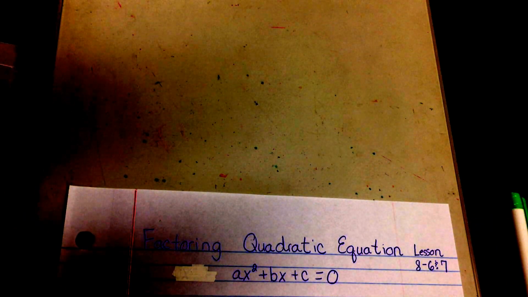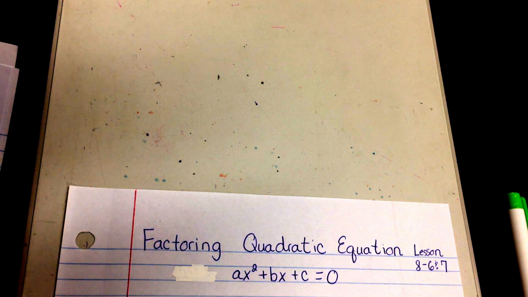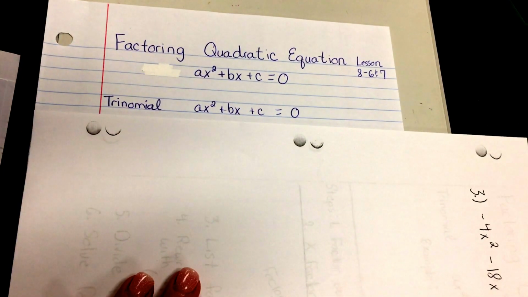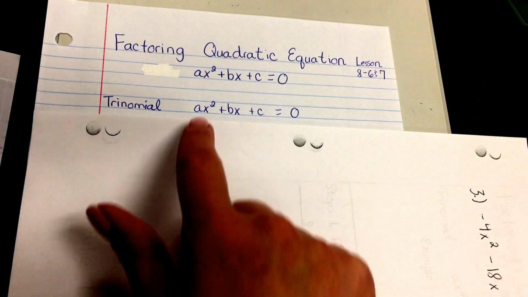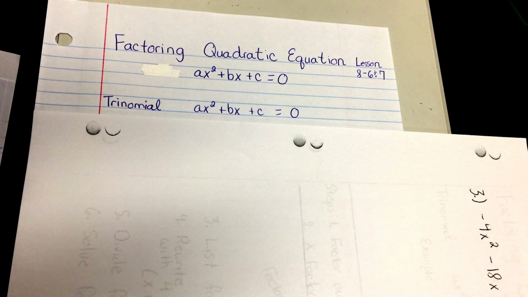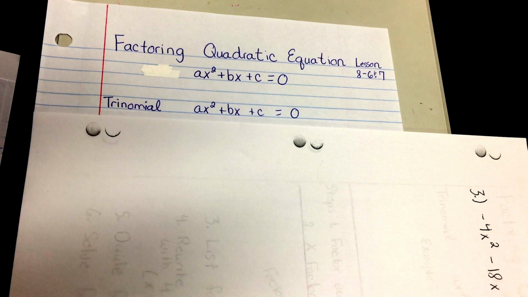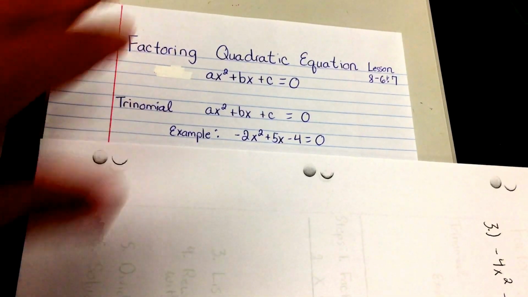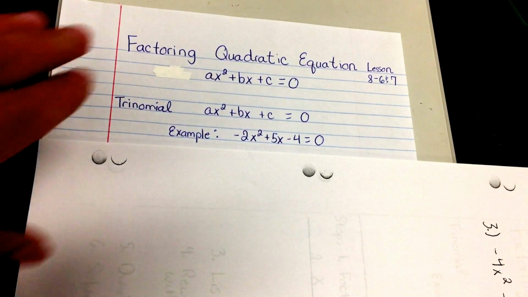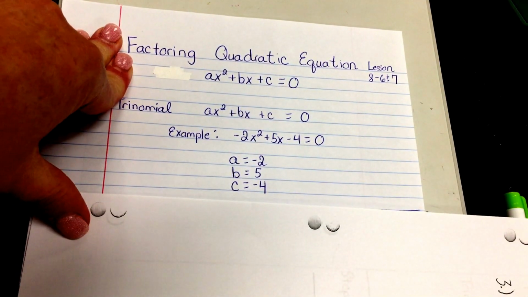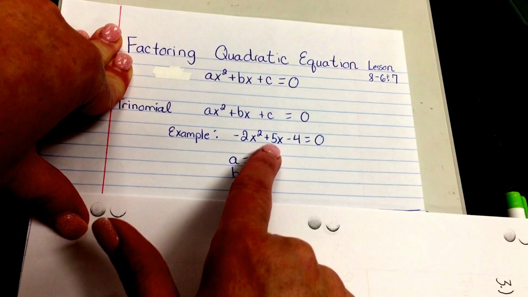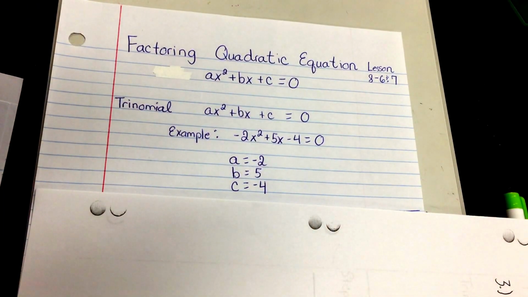When we're factoring a quadratic equation, I need to let you know what a quadratic equation is. Well, first, a quadratic equation is a trinomial because it has three separate monomials. So the quadratic is ax squared plus bx plus c equals 0. Now let's label a, b, and c. If I have the example negative 2x squared plus 5x minus 4 equals 0, my a is negative 2, just like it is in this same location. My b is 5, and my c is negative 4.